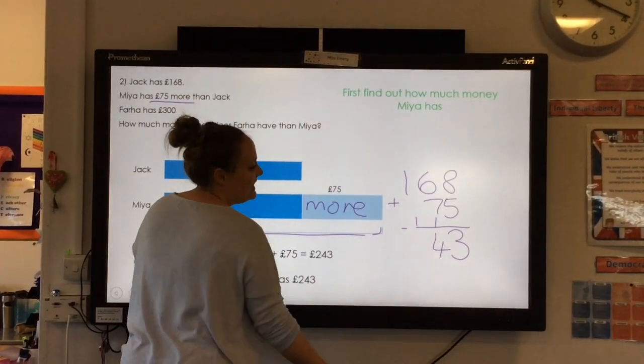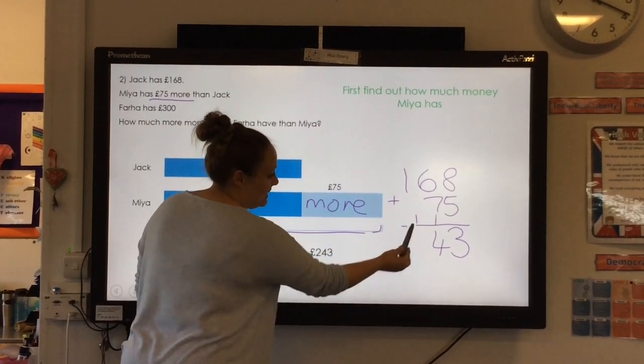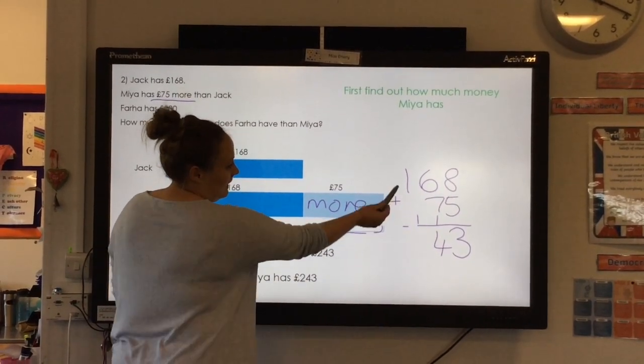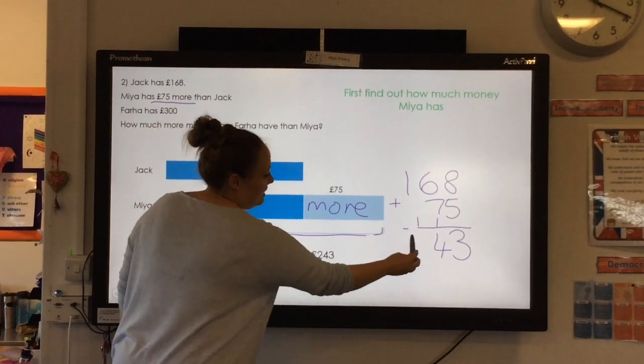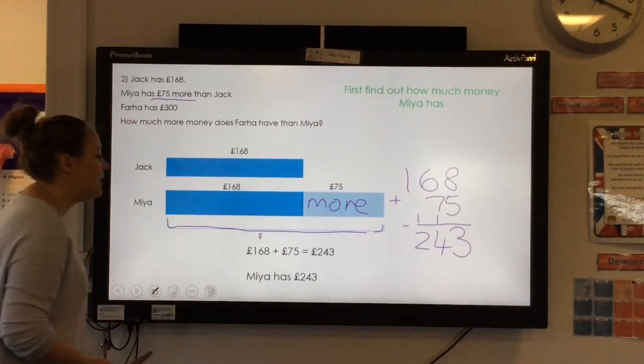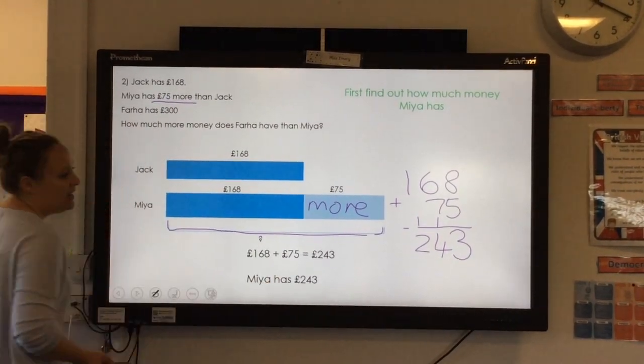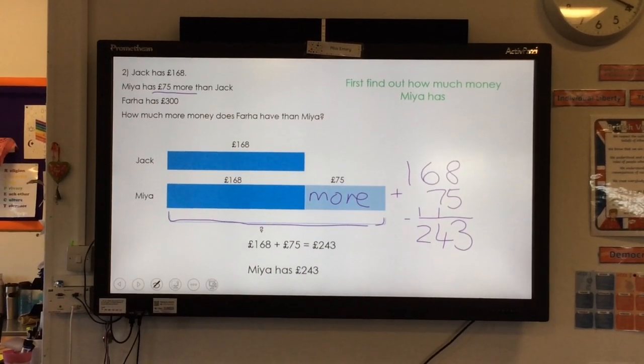Now 14 tens is the same as 100 and 4 tens, so we put a 100 here. Now 100 add 100 is 200. So we know that Maya has 243 pounds.